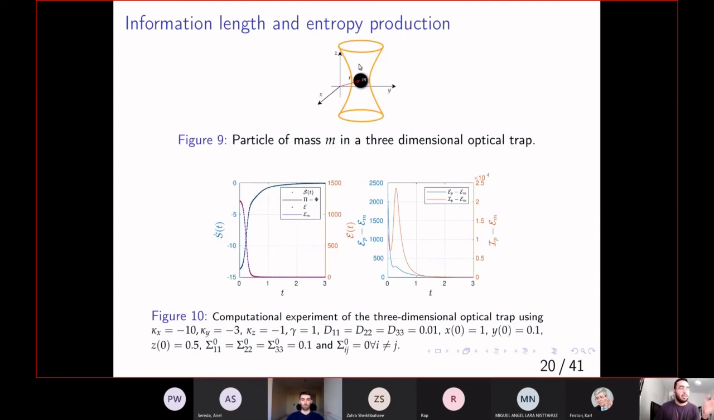For example, in this case, it is an example of an optically trapped particle in three-dimensional space. And you can compute the thermodynamic quantities and relate them also with the information theory quantities to see what's happening. The idea is, of course, to figure out a way to optimize these quantities. And this is what I will talk about in the next slides. I don't know if there is any question so far, but this is it.